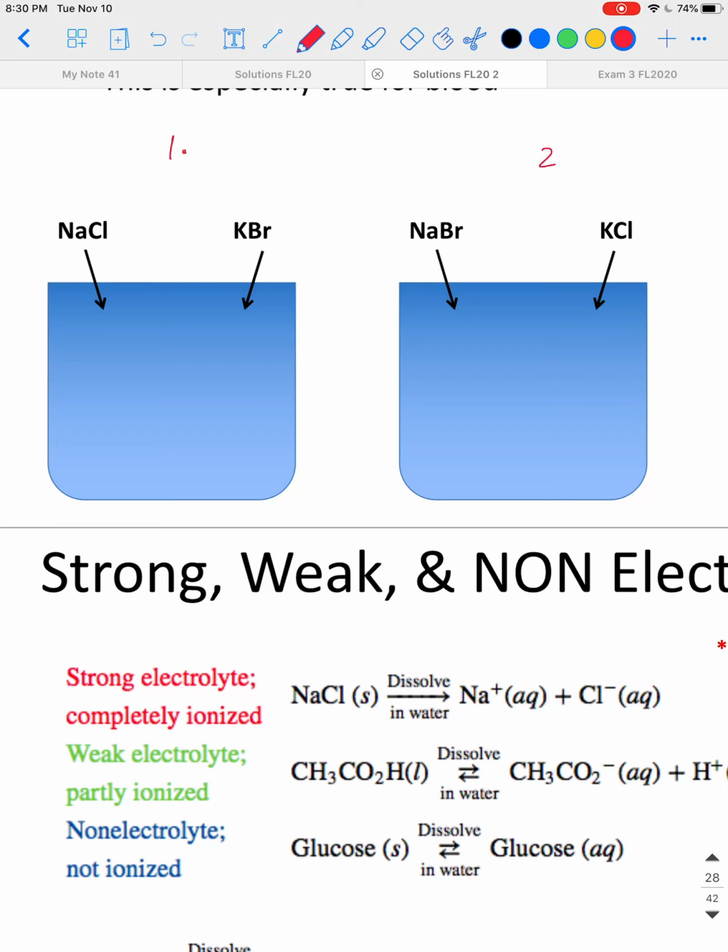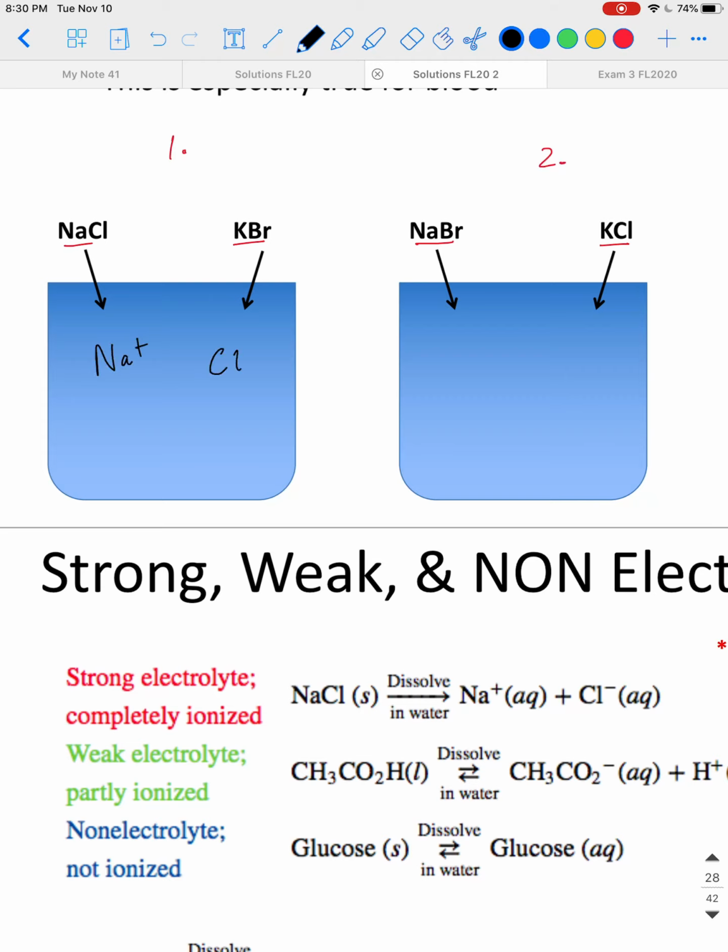And just to illustrate that point a bit further, let's say we have two little setups like this down here, 1 and 2, and we're going to put different compounds into the water, and we're going to make solutions. So you can see we have sodium chloride and potassium bromide for one, but then we have two different compounds, sodium bromide and potassium chloride for the other.